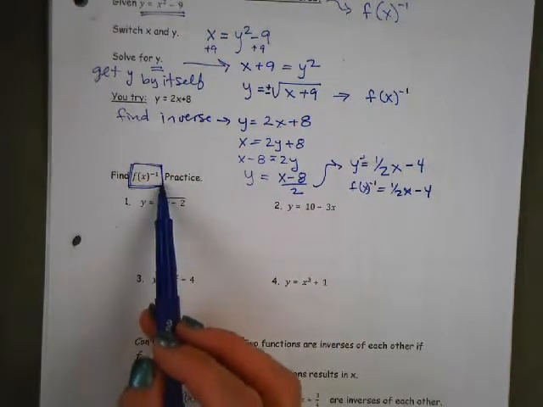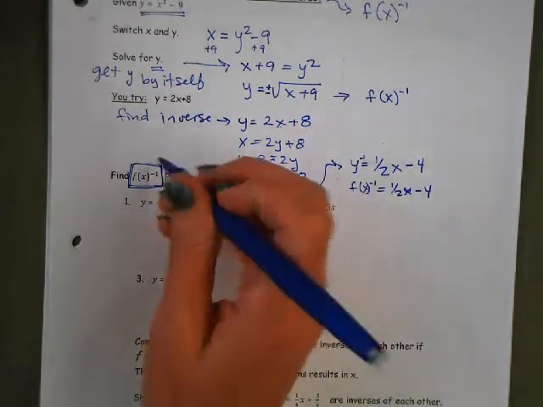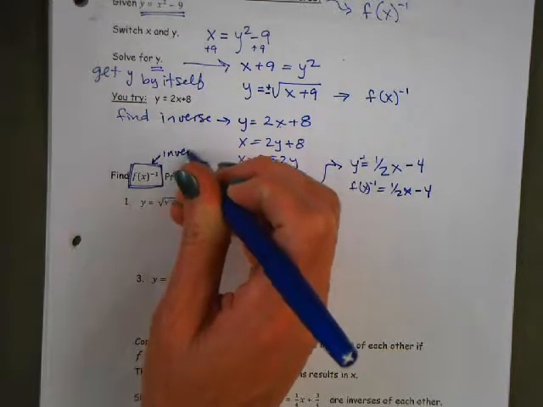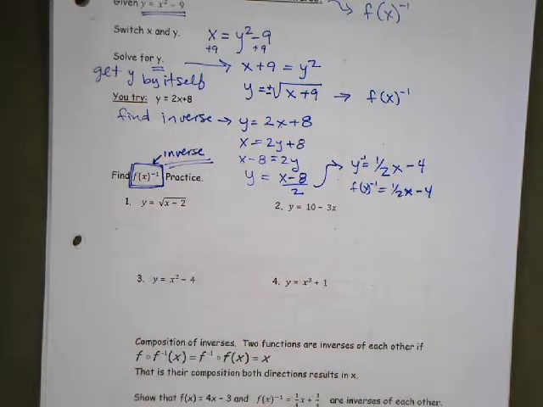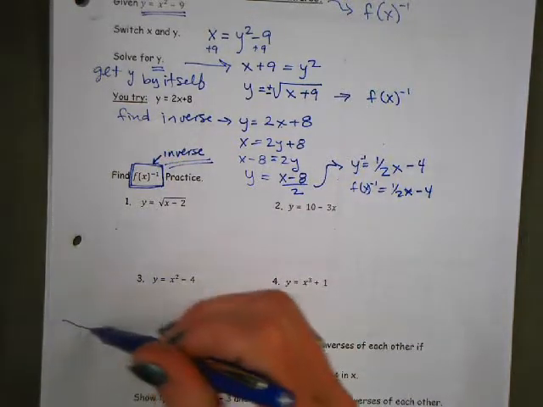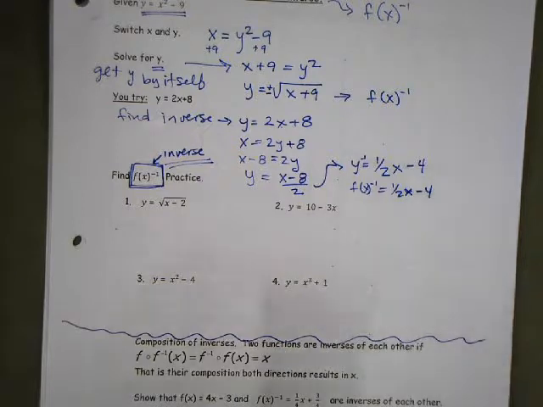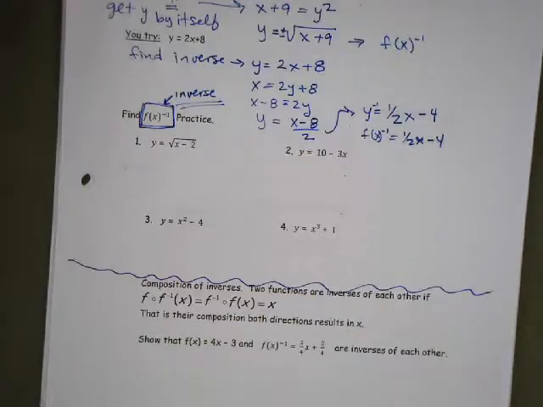Alright, so now you guys might see it where it says this, f of x to the negative 1. You have to realize that means inverse. Okay? Alright, so here we have a bunch of them. I'm going to have you guys stop here. So go ahead and practice. You have 1, 2, 3, and 4. See what you guys can do.